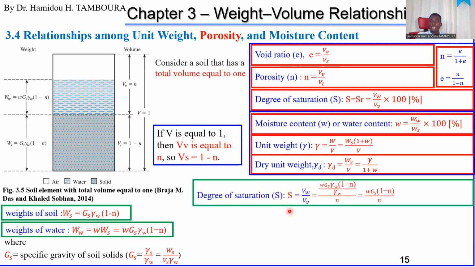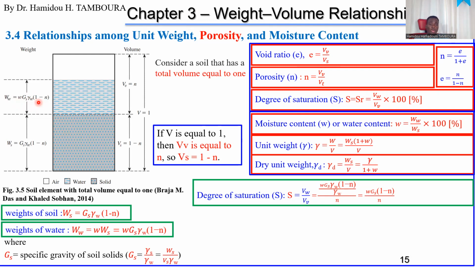How will it be? Degree of saturation, as the formula says, is the volume of water divided by the volume of void. What is the volume of water here? Very simple. For the volume of water, we have the weight of water. Just take the weight of water and divide by the unit weight of water and you will get the volume of water.